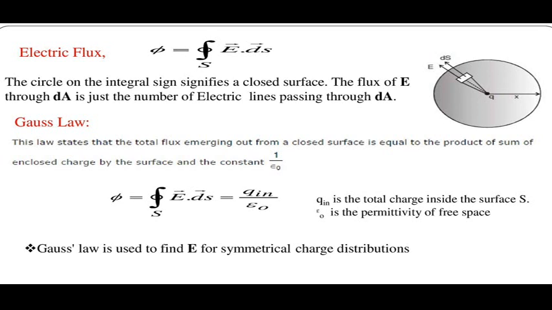So, according to Gauss law, the total flux emerging out from a closed surface is equal to the product of the sum of enclosed charge by the surface and the constant 1 by epsilon naught. So with this Gauss law, we can find the electric field for symmetrical charge distribution.